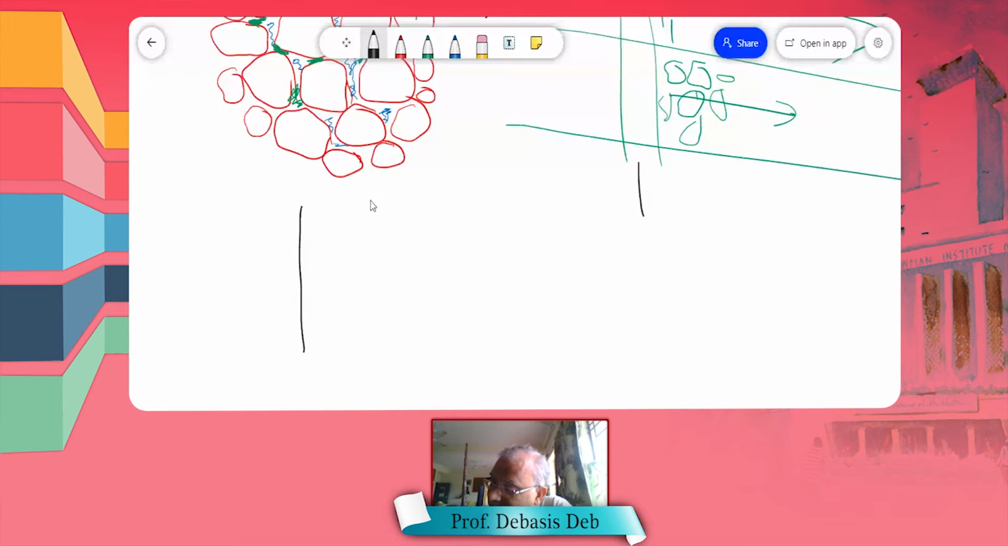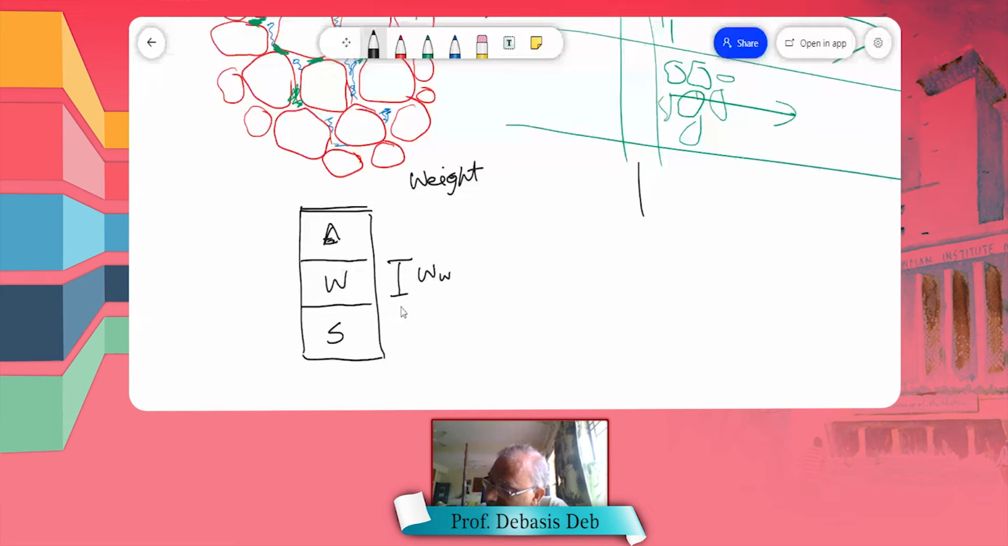So what I have drawn for you is the phase diagram. This is solid, water, and air. Okay. And if I write here the weight side, weight. This computer is giving me trouble. So we have W of water and W of solid. And this is basically 0.